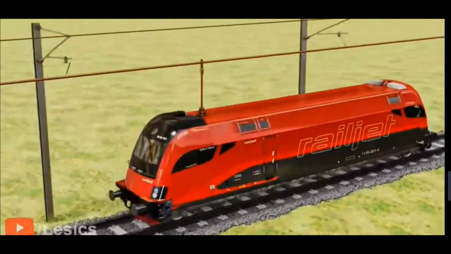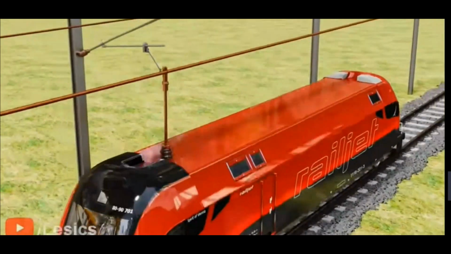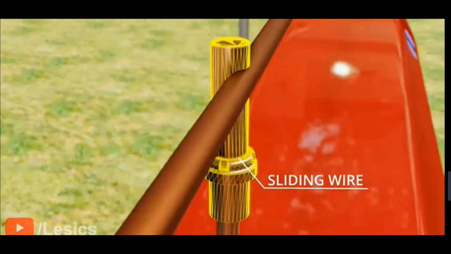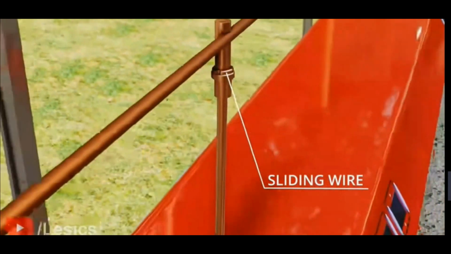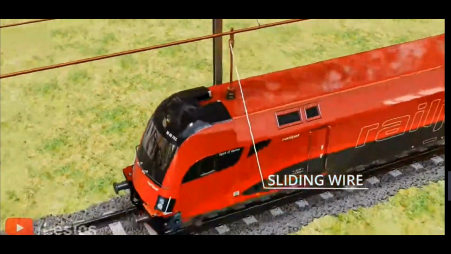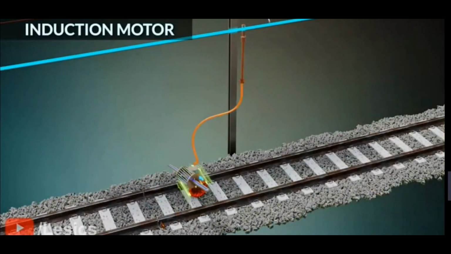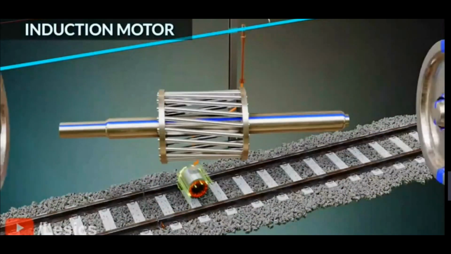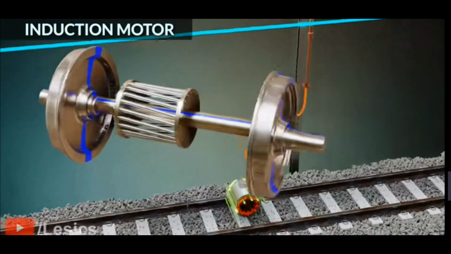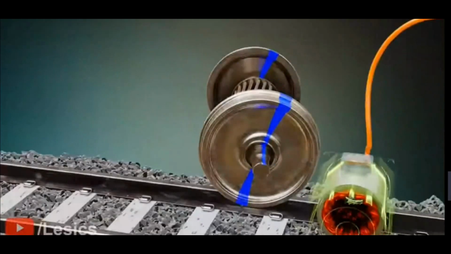The simplest version of an electric train is shown here. Here, a single sliding wire collects electric power from the overhead lines. This power is fed to a single-phase induction motor. The induction motor's rotor is connected with the wheels. To complete the circuit, the induction motor's other terminal is grounded.